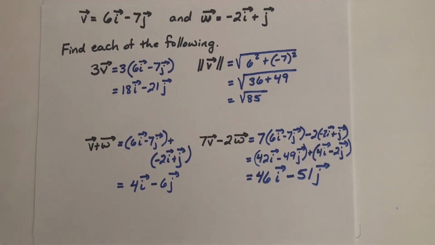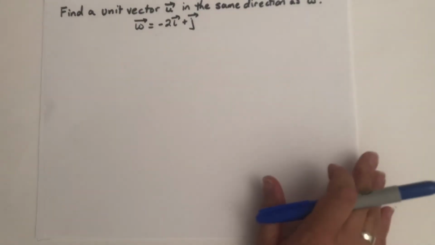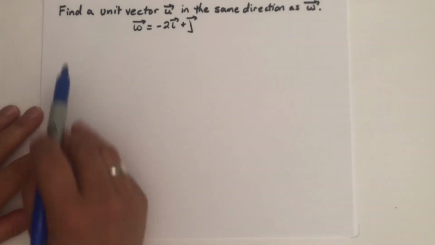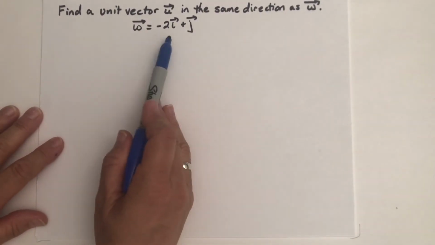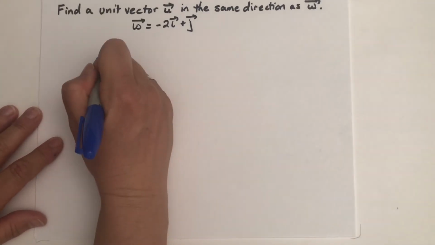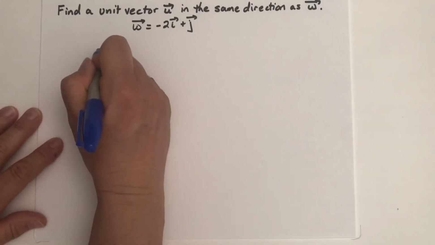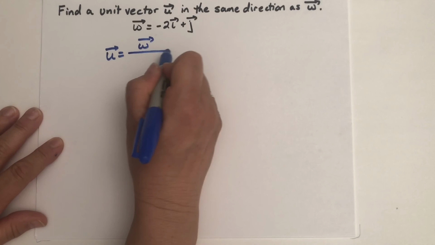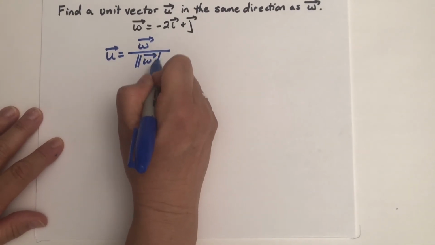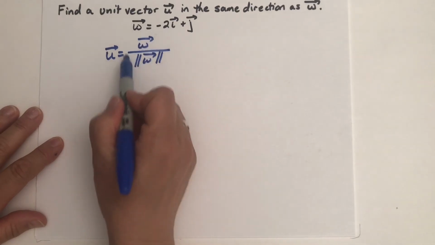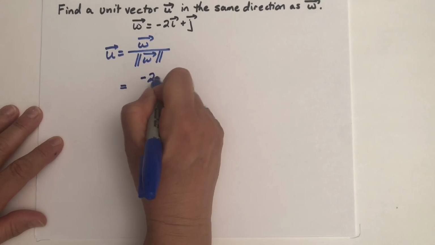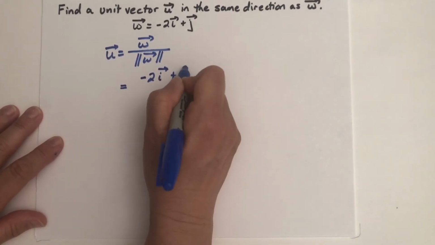Let's do one last problem, bringing us back to a unit vector now with our new i and j notation. So we're to find a unit vector in the same direction as w. So remember, our unit vector will be the vector w divided by its magnitude. And when we're done, we'll have a vector that is 1 unit long. So let's write negative 2i plus j in the numerator.